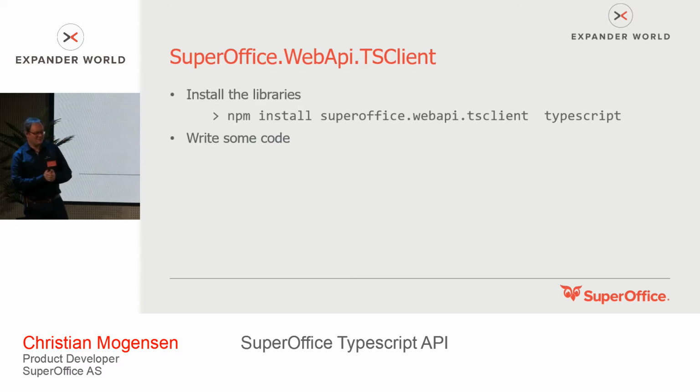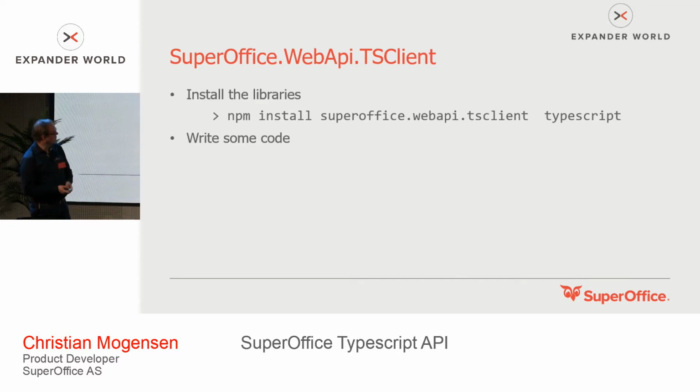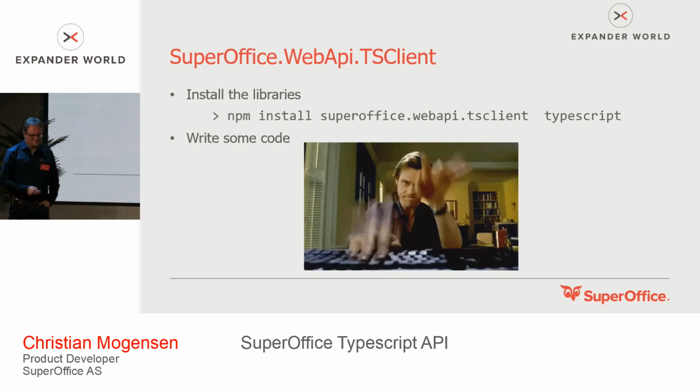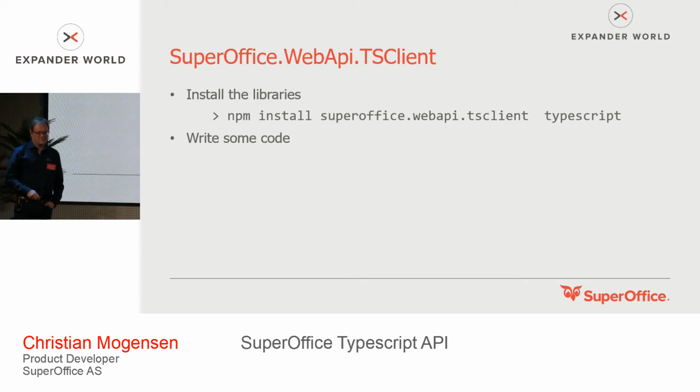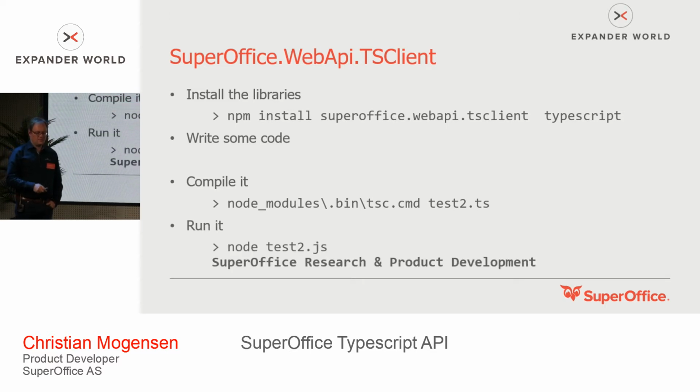So we have made a small node package of our very own. So you would install the SuperOffice WebAPI TS client, and then write some code. Easy peasy. And then compile it. So basically take my TypeScript and turn it into a JavaScript file. And then we would run it. And hopefully we would get back some information out of SuperOffice.